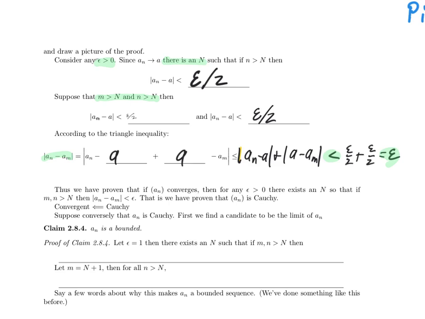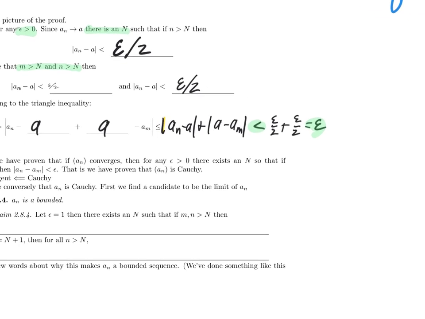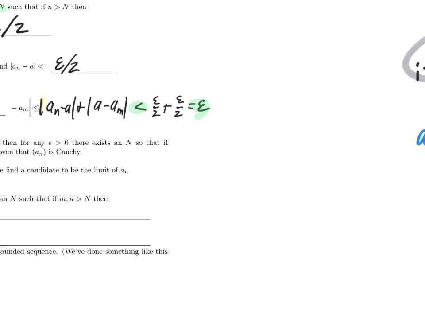Okay, cool. So we've completed half of the proof. We've proven that if a sequence is convergent, then it is Cauchy. Let's prove the other. So let's suppose, conversely, that a sub n is a Cauchy sequence. I need to show that a sub n converges. That is, I need to show that a sub n has a limit. Here's how I'll do it. Well, first I'll need to come up with a candidate to be the limit of a sub n. So let's do this off to the side.